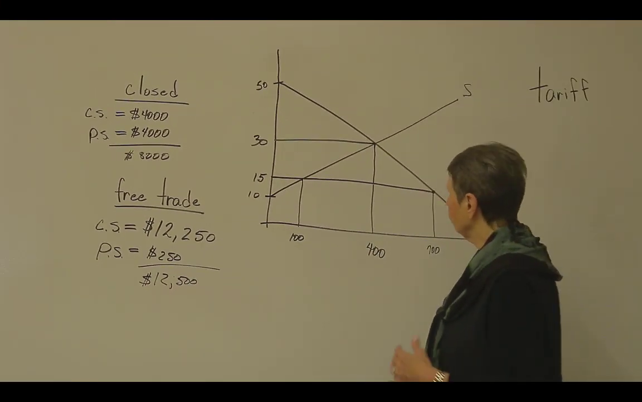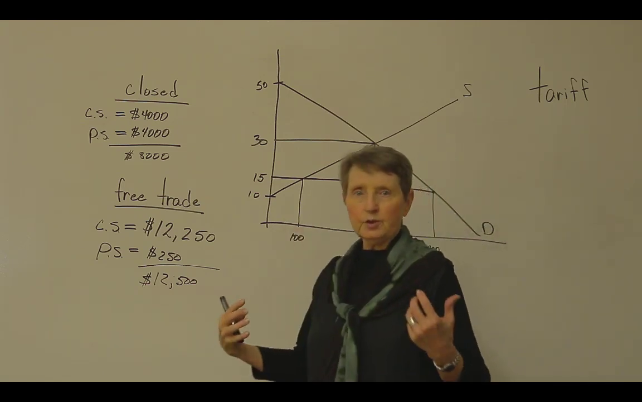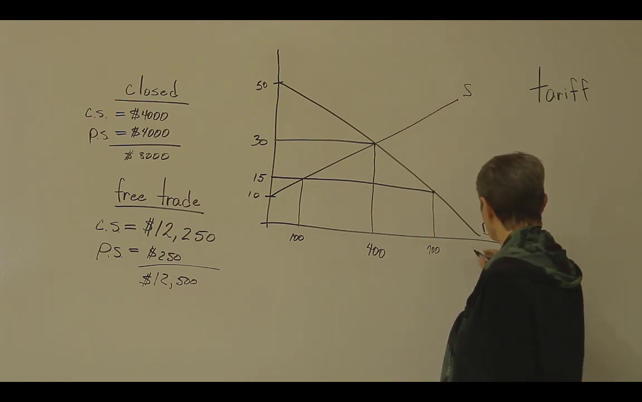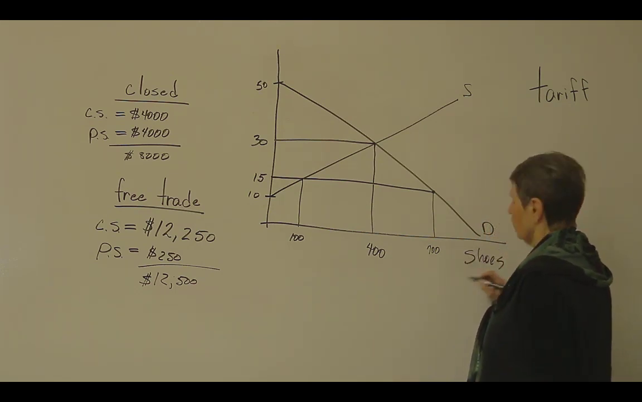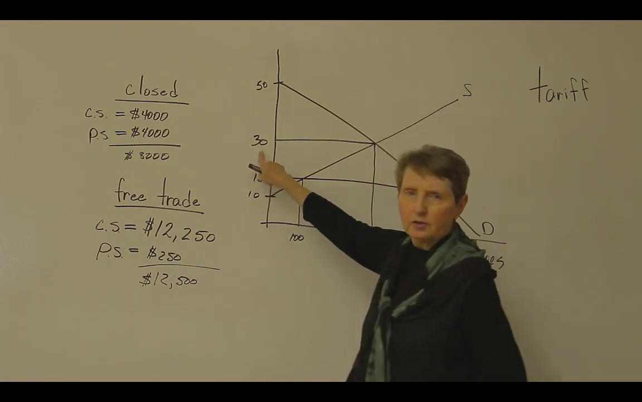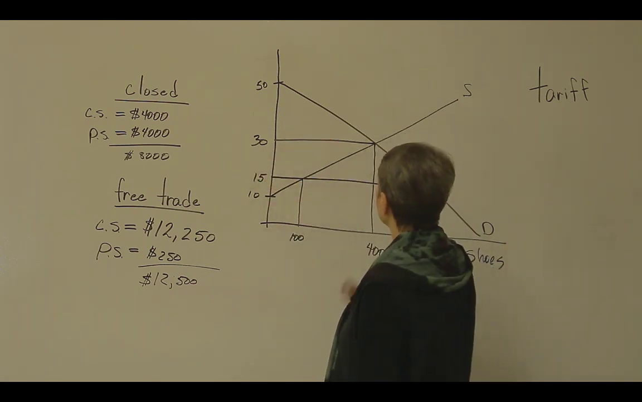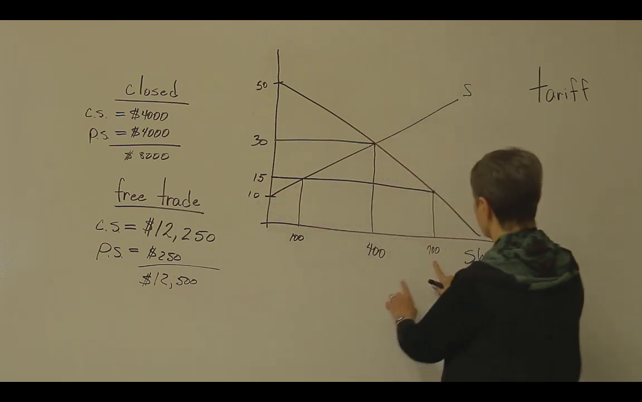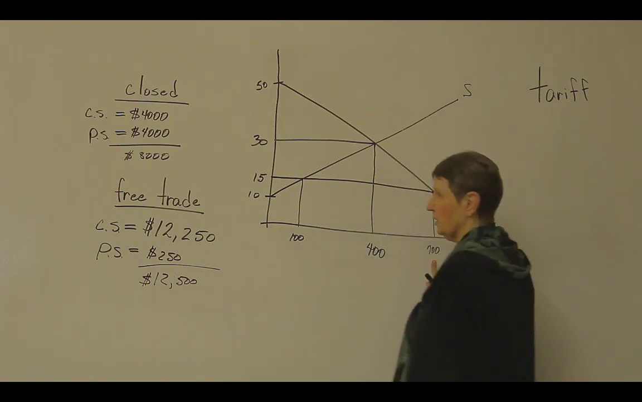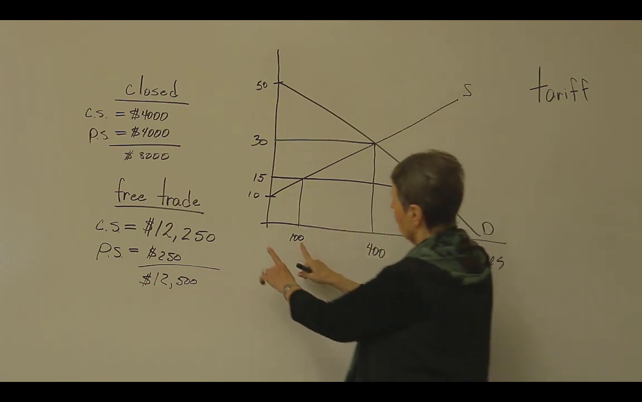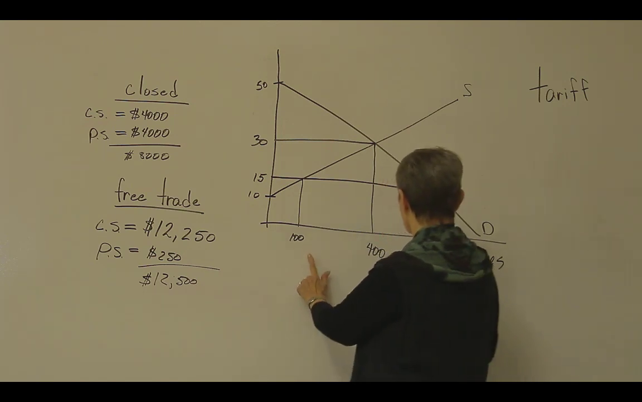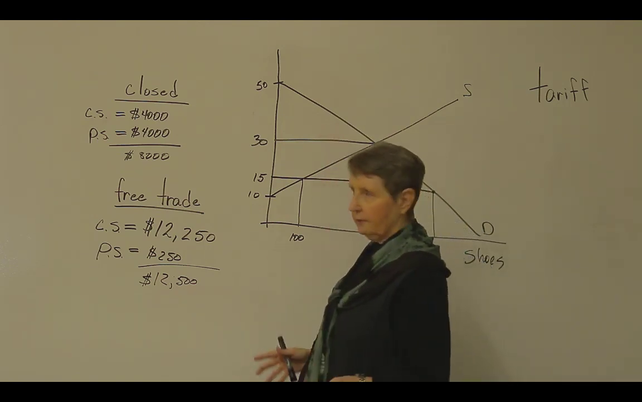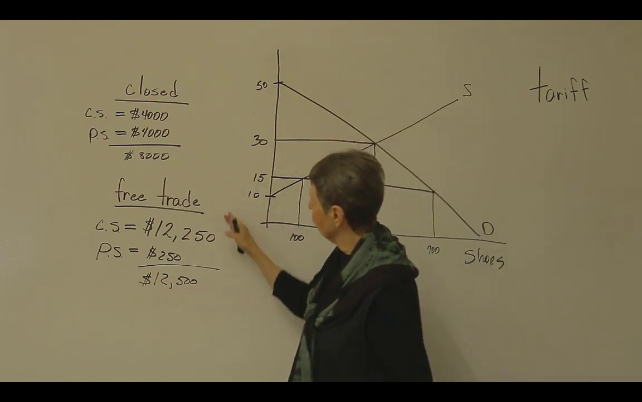And then I said, well, what if we allow imports into the country, because there's some other country out there that can make these shoes, that's right, these were shoes, at a lower price than $30. And so if we allow those foreign imports into the country, the new price is $15, 700 is the quantity demanded at a price of $15, 100 of those will be supplied domestically, and 600 of those will be imported. And then we can look at consumer and producer surplus when we have free trade.